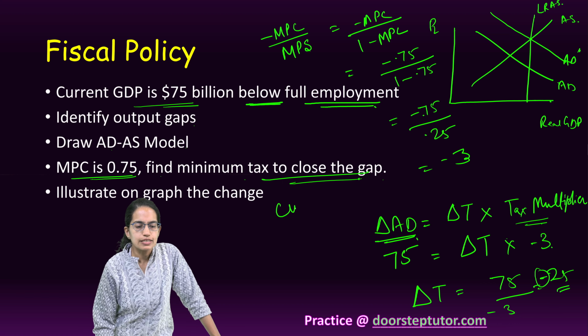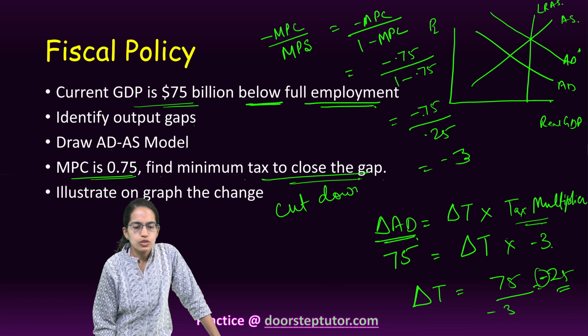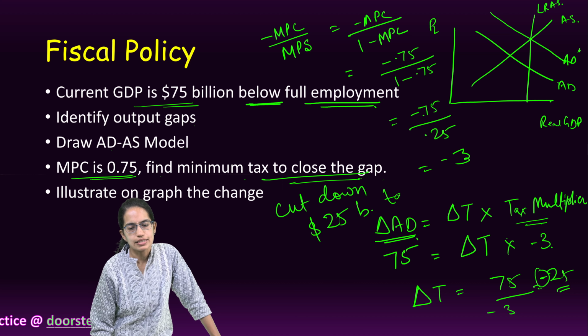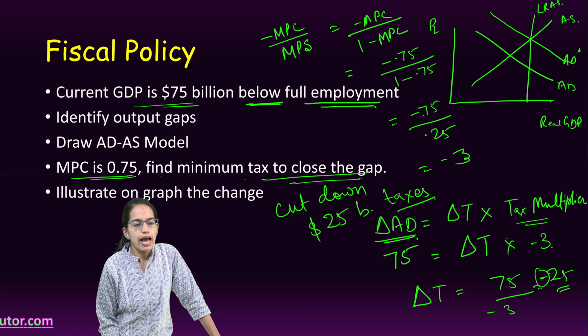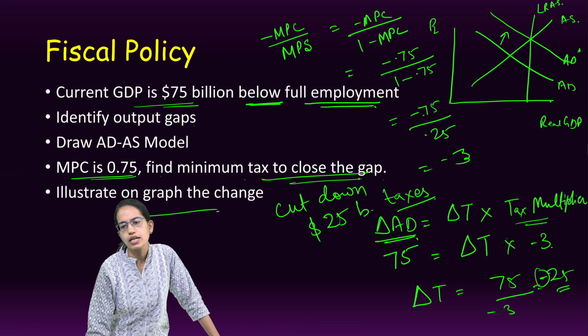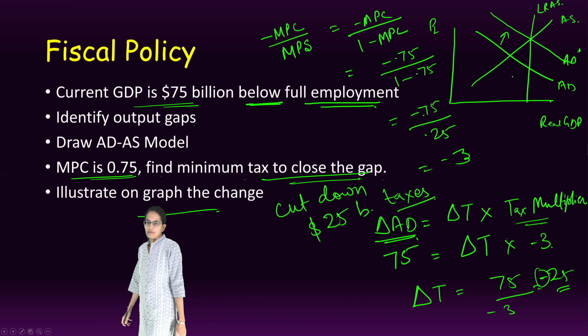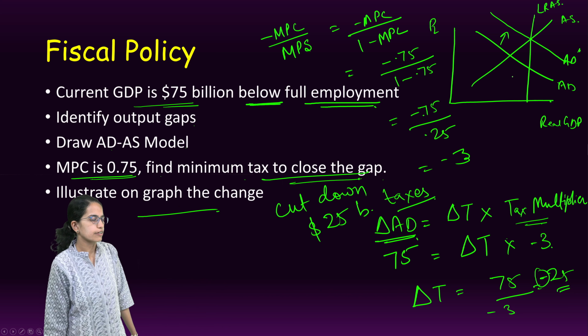So how much taxes would be cut down? Cut down $25 billion in taxes. And the change on the graph would be a shift in the aggregate demand. So this was one of the important aspects that we have understood for this kind of question.